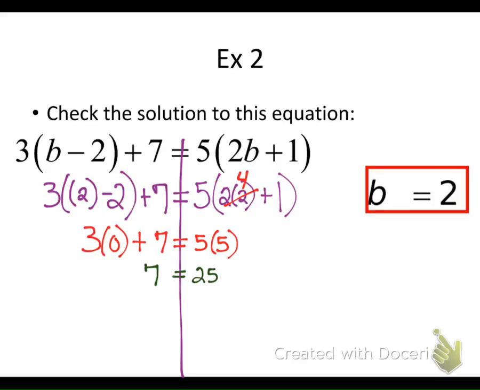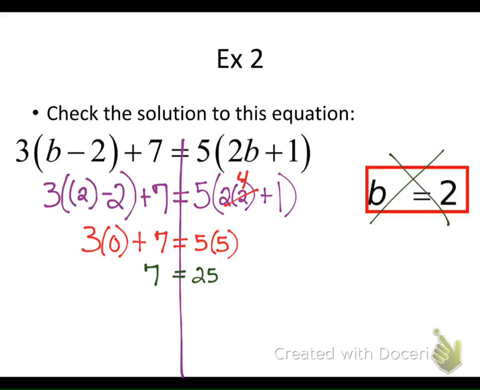No. So whoever gave us this answer, b equals 2, it was wrong. So we're going to put an X through it. So when you go to do your work and you feel like you don't have the right answer, you can substitute to see if you got the right answer or not. That's a lot. Okay? All right.